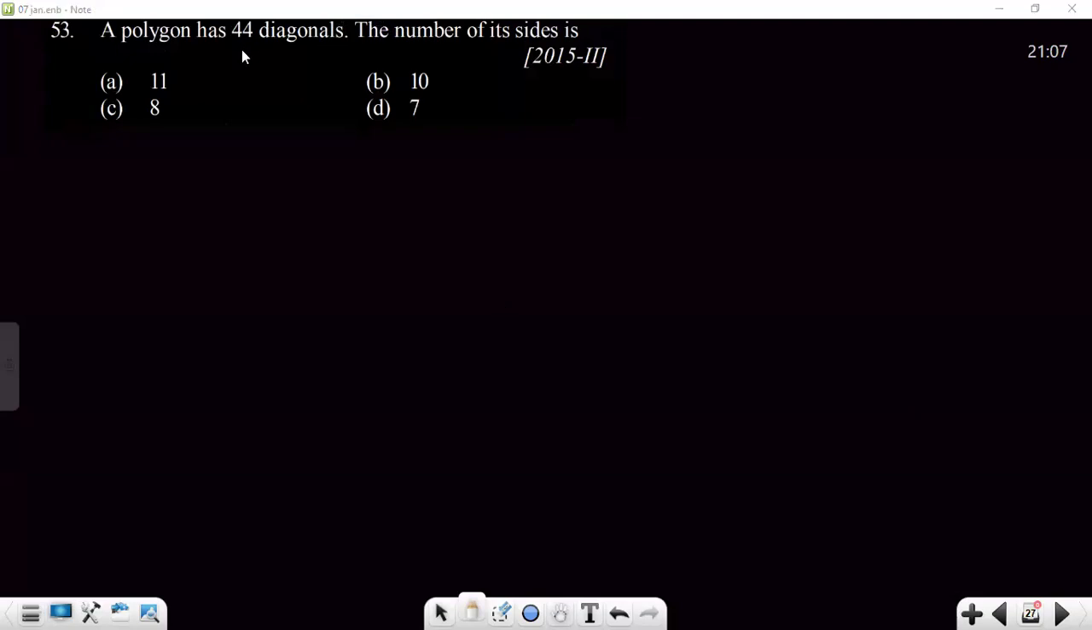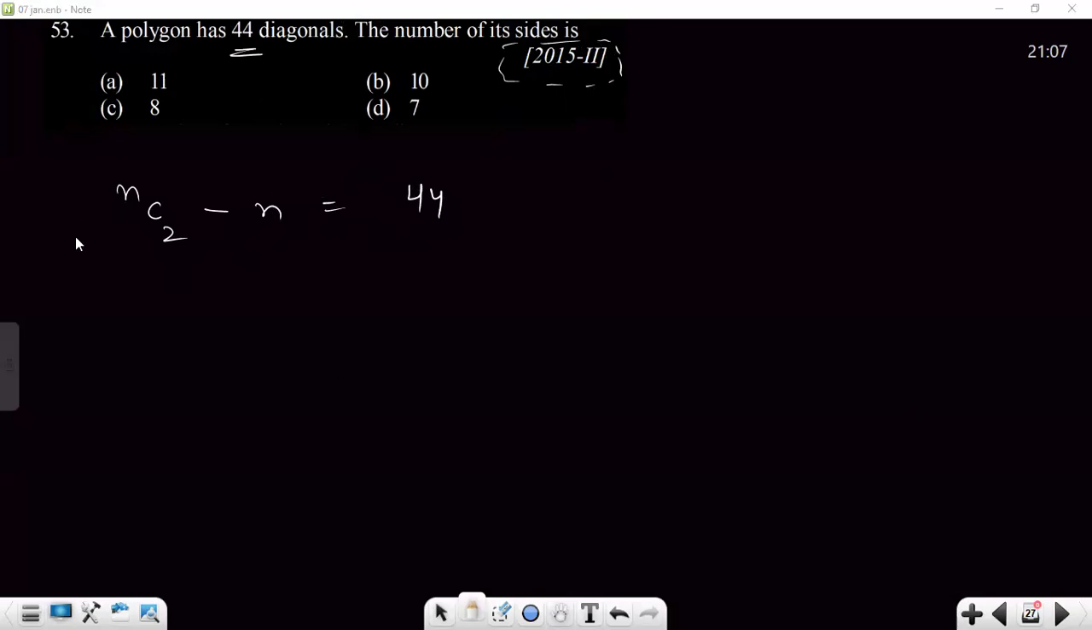A polygon has 44 diagonals. Another previous year question on the same concept. A polygon has 44 diagonals. The number of its sides is. So for finding out the number of diagonals, we have the formula nC2 minus n is equal to 44. We have to find the number of sides.